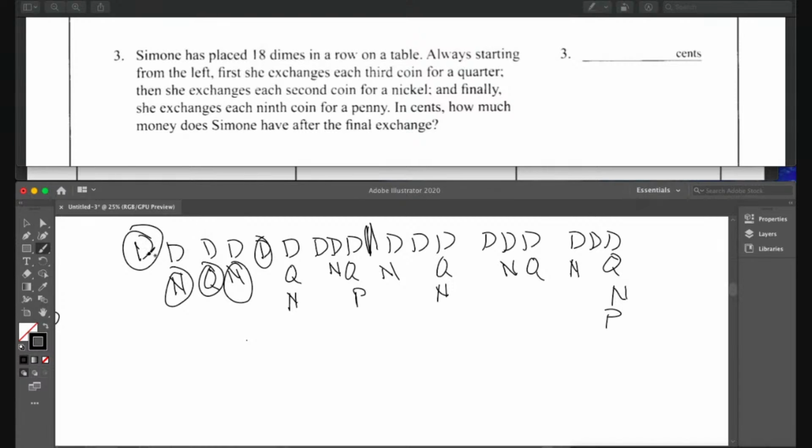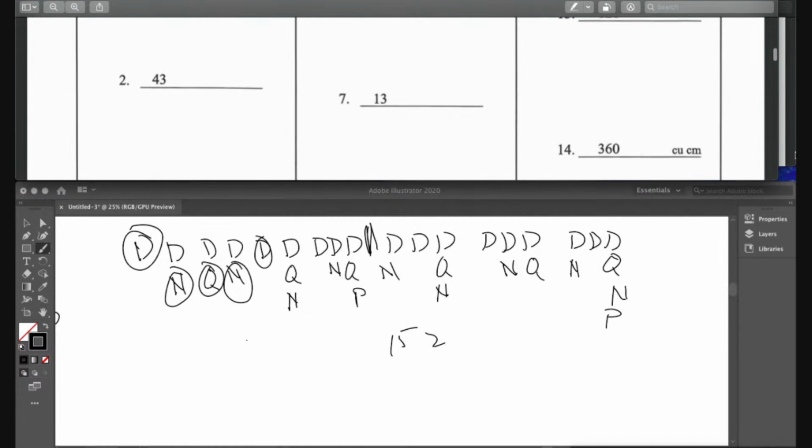So dime is 10, so nickel we have 15, quarter we have 40, nickel we have 45, dime we have 55, nickel we have 60, dime we have 70, nickel we have 75, penny we have 76. Those are in line. And then nickel we have 81, dime we have 91, nickel we have 96, dime we have 106, nickel we have 111, quarter we have 136, nickel we have 141, dime we have 151, penny we have 152. So then our final money should be 152.